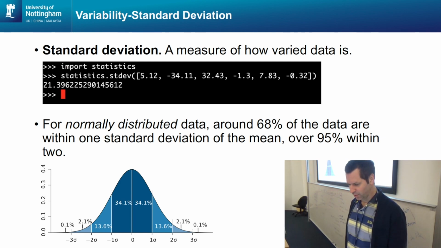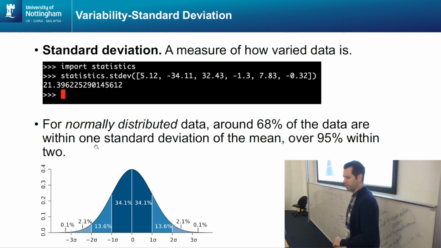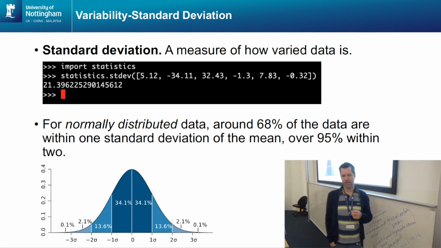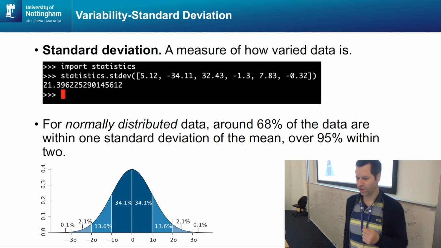And then two standard deviations. This is the region of two standard deviations. So 1, 2, right? And that represents about 95% of the data. This is the standard statistical measure of variability or variation.